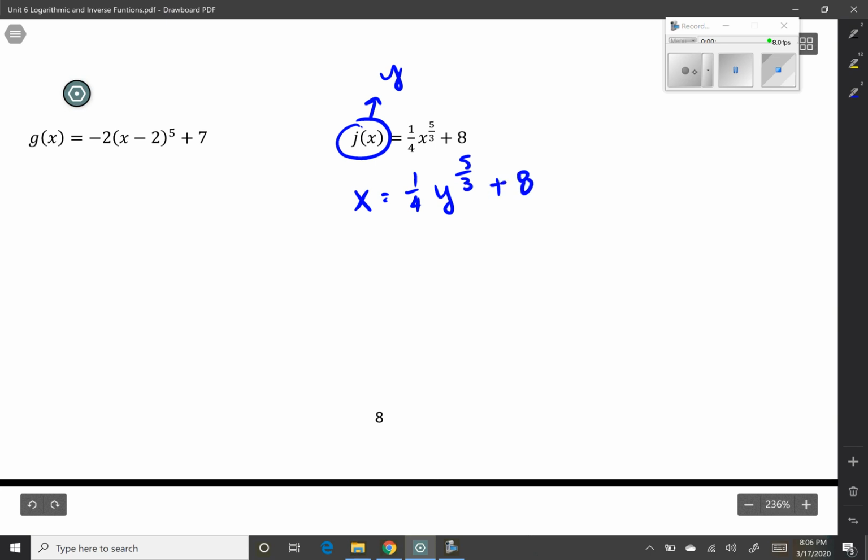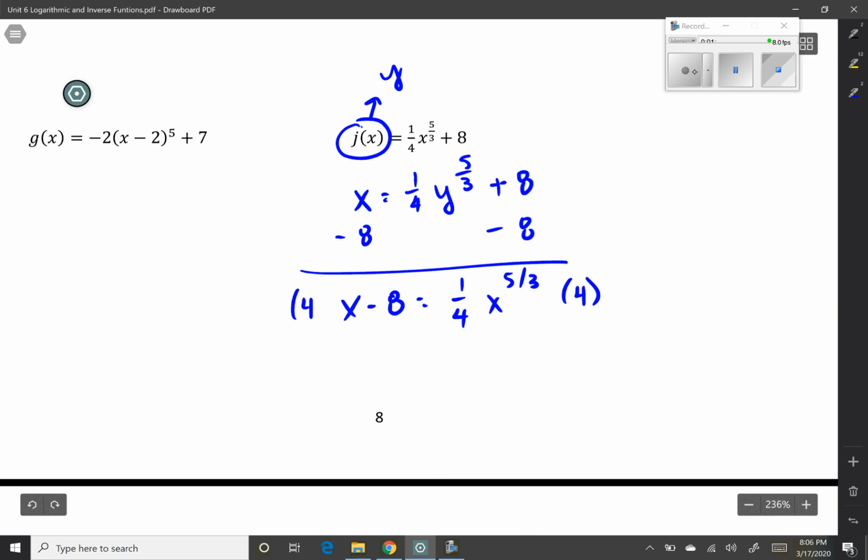So all I'm doing is rewriting the equation, just switching x and y instead of them being where they are. Now we just have to use our algebra skills and what we know about exponents to get y back by itself. So I'm going to start by subtracting by 8. So I have x minus 8 is equal to 1/4 x to the 5/3. To get rid of 1/4, I want to multiply both sides by 4, because if I multiply 1/4 times 4, it's going to give me 1, opposite operations. So I'm going to be left with 4x minus 8 is equal to x to the 5/3.